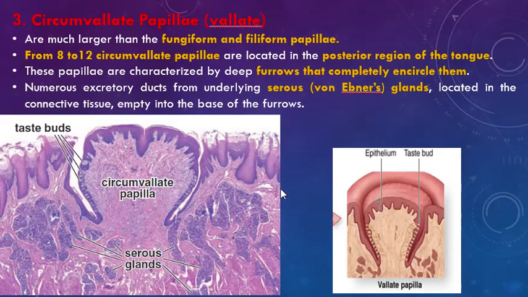Circumvallate papillae are much larger than fungiform and filiform papillae. From 8 to 12 are located in the posterior region of the tongue, in front of the sulcus terminalis. These papillae are characterized by a deep furrow or deep evagination that completely encircles them. Also, we can see numerous serous glands which open into the furrow by the excretory duct.